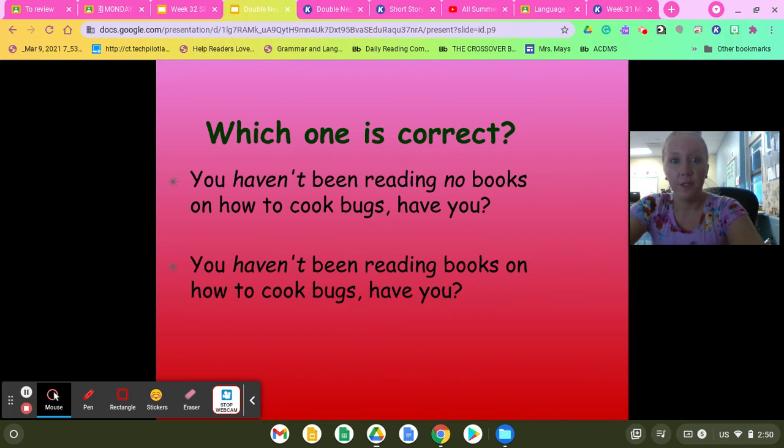Looking at another one. You haven't been reading no books on how to cook bugs, have you? Or you haven't been reading books on how to cook bugs, have you? Again, the top one is incorrect because you have haven't and no that are both negative. Okay, so that is it.